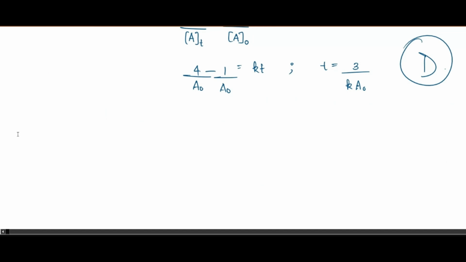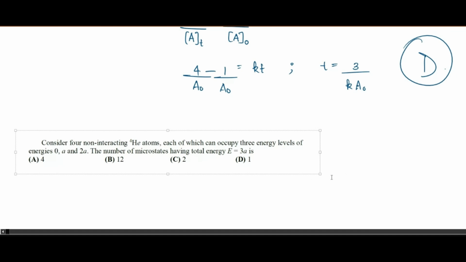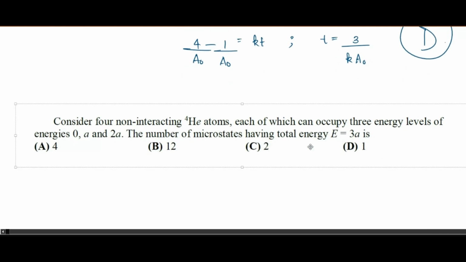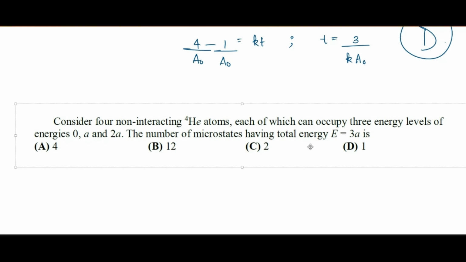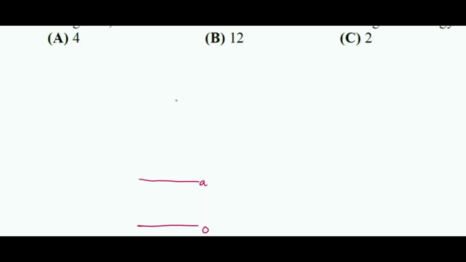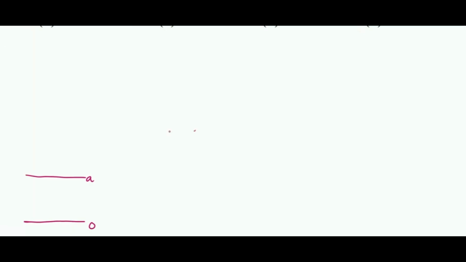Next question is from statistical. Consider 4 non-interacting helium atoms, and each of which can occupy 3 energy levels. Energy levels നെ കുറിച്ച് അവർ പറഞ്ഞിട്ടുണ്ട് 0, A and 2A. So അവർ പറഞ്ഞിട്ടുള്ളത് total energy should be 3A. അങ്ങനെയാണെങ്കിൽ how many microstates are present എന്നുള്ളതാണ് ചോദ്യം.